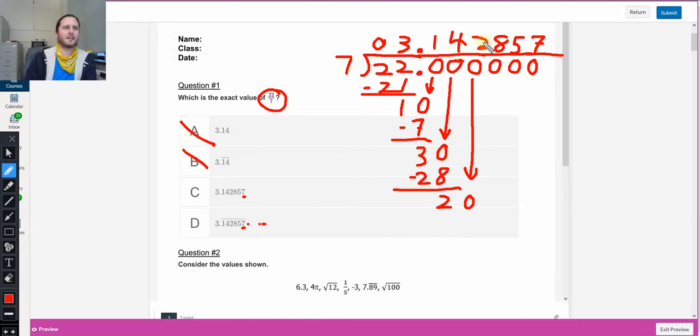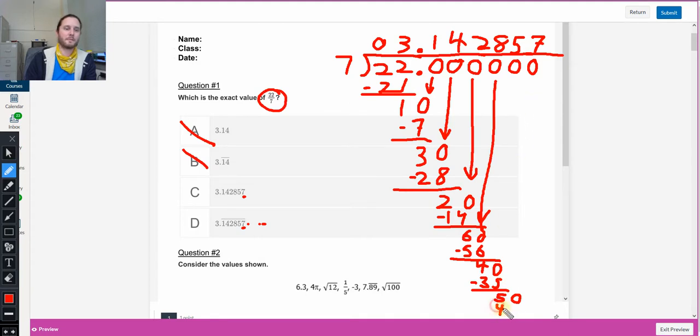So let's see, 2 times 7, 14. We'll go ahead and subtract that. Carry down the next 0. 7 goes into 60 8 times, which is 56. Subtract that to get 4. Bring down the next 0. 7 goes into 40 5 times, so that'd be 35. Subtract that. We get a leftover 5. Bring down this last 0. 7 goes into 50 7 times, which would be 49.